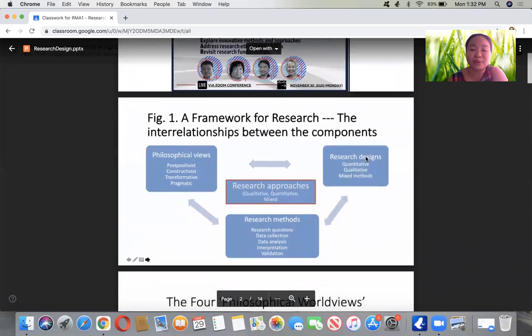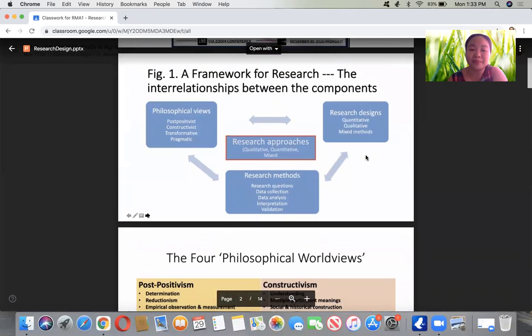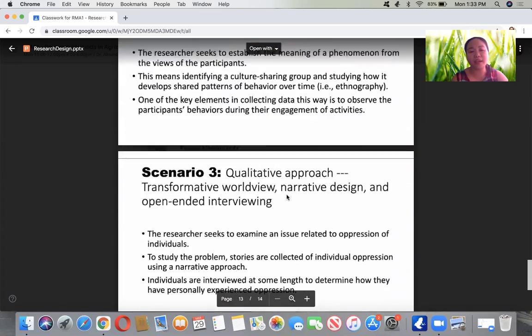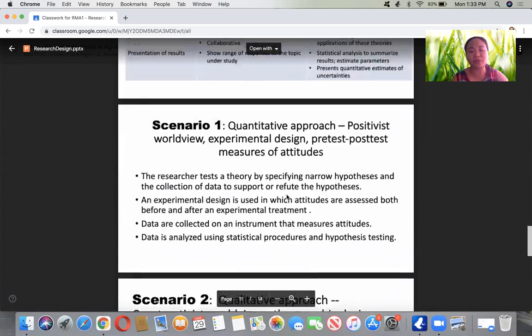So before my wrap up, this is what we are talking about again. In terms of philosophical views and research methods, we're still under research design. So the research methods we're going to focus on are the surveys and the experimental. So I have here four scenarios to show you.